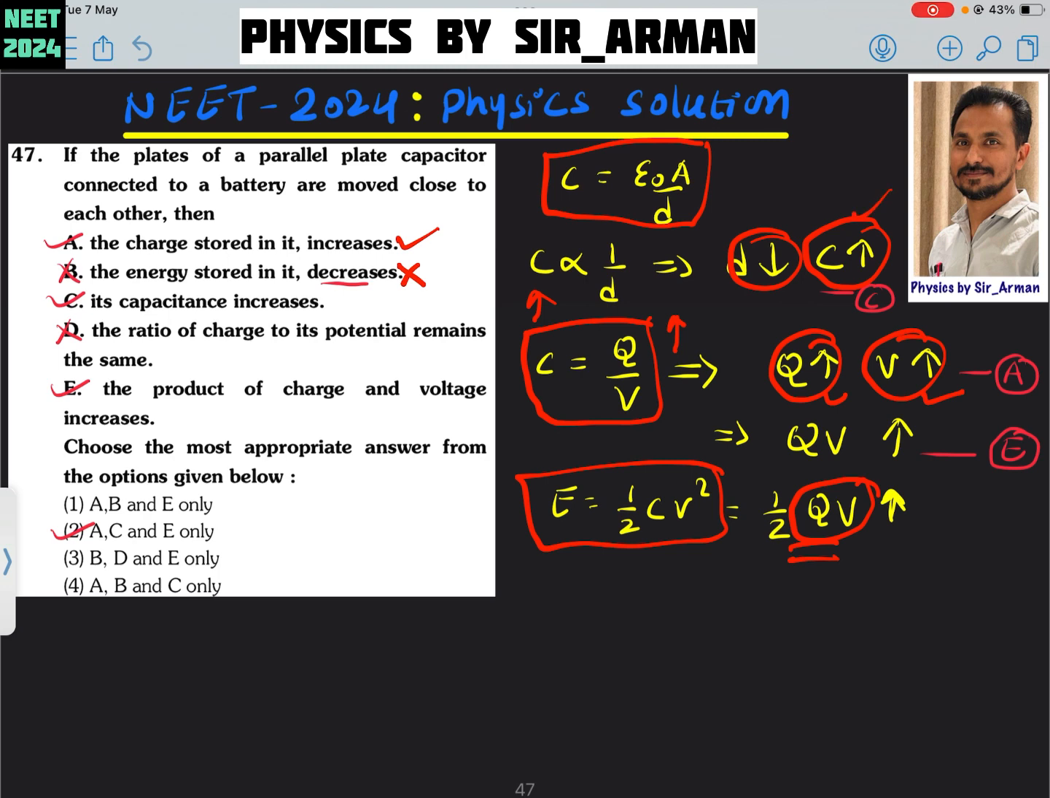I have marked A, C, E, means these represent the given statement. D, the ratio of the charge to its potential remains same. No, right? Q and V both increase because C is increasing. It means D option is incorrect. Option E, the product of charge and voltage increases. Yes, Q into V increases because energy also increases, and Q and V both are increasing, so their product will also increase, hence E is correct. So which options are correct? A correct, C correct, and E. So A, C, E are the correct options.